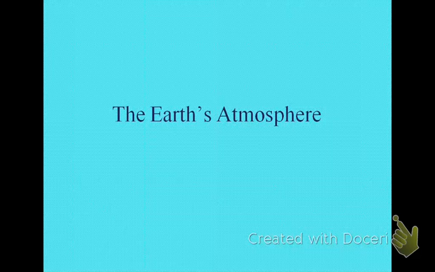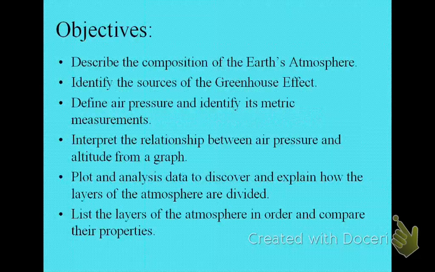This is day 2, lesson 2, Earth's atmosphere, in unit 1. So our objectives in this lesson: that you can describe the composition of the Earth's atmosphere. There's going to be some percentages that we want you to know of the different elements that are in the air. You can identify the sources of the greenhouse effect. So there's more than one, but basically you can describe the greenhouse effect.